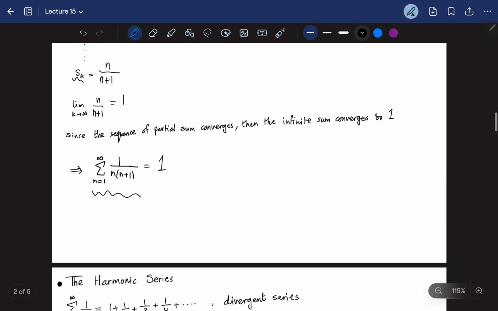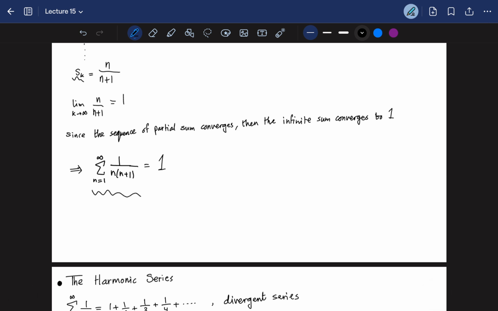So that's it. This is how we identify infinite series with partial sums. You just try to find a sequence or a general formula for your partial sums. Once you evaluate the limit for that sequence, your infinite series is going to be equal to the value of that limit if it converges. If it diverges, then my infinite series diverges too.